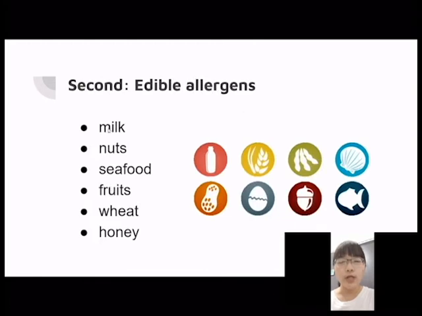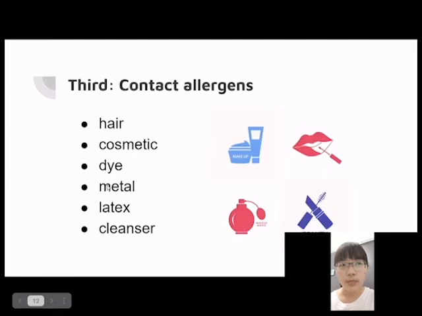The next type is edible allergens. It usually enters the body as food passing through the digestive tract, potentially causing skin or gastrointestinal symptoms, or even systemic allergic reactions. For example, milk, nuts, seafood, and others. The third type is contact allergens. It triggers an allergic reaction by skin contact. It contains hair dyes, cosmetics, menthol, and latex.